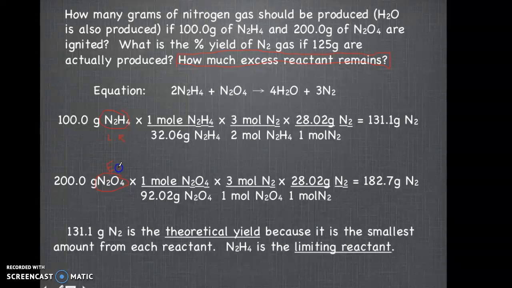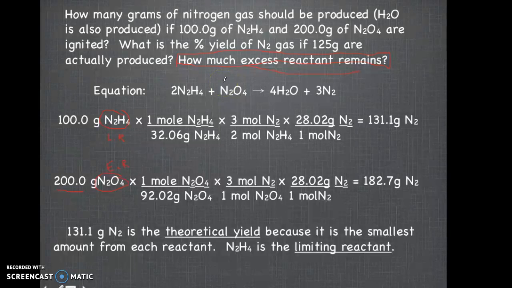And what they actually want you to calculate right here is, from the 200 grams that we used, how much is going to be left over? Because we know we don't use all the 200. We're going to be using a smaller amount than the 200. So it's asking how much of the N2O4 is actually left over.